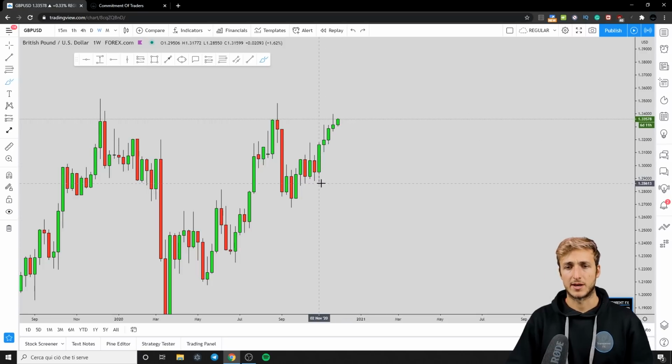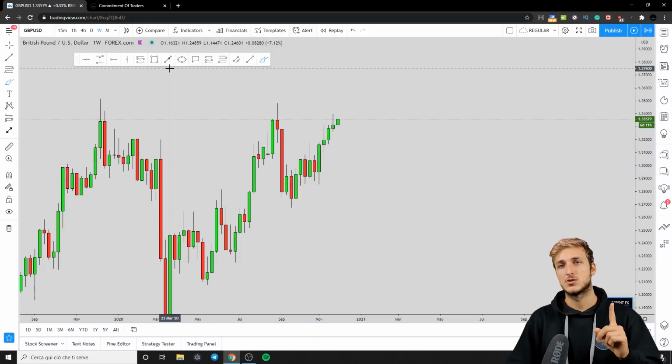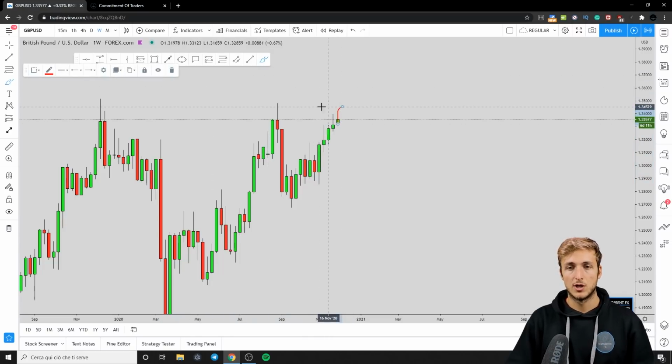We have also seen the market create this massive impulse to the upside, and what we can expect is one last move to the upside to really test the supply that we have in this area.